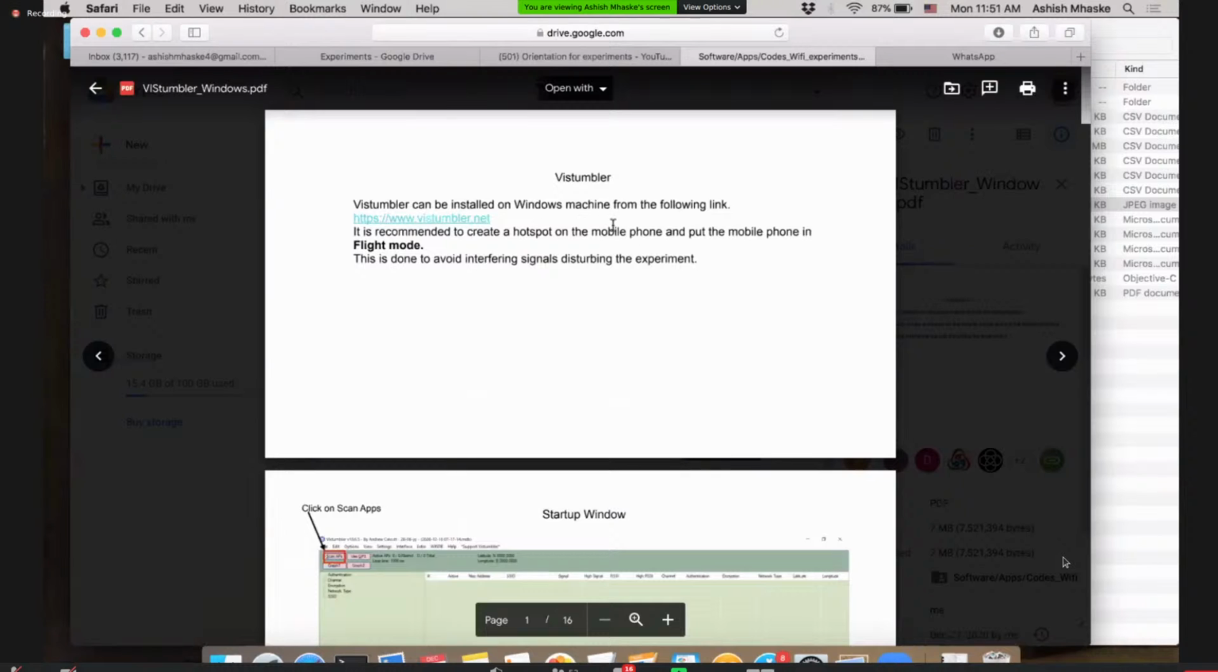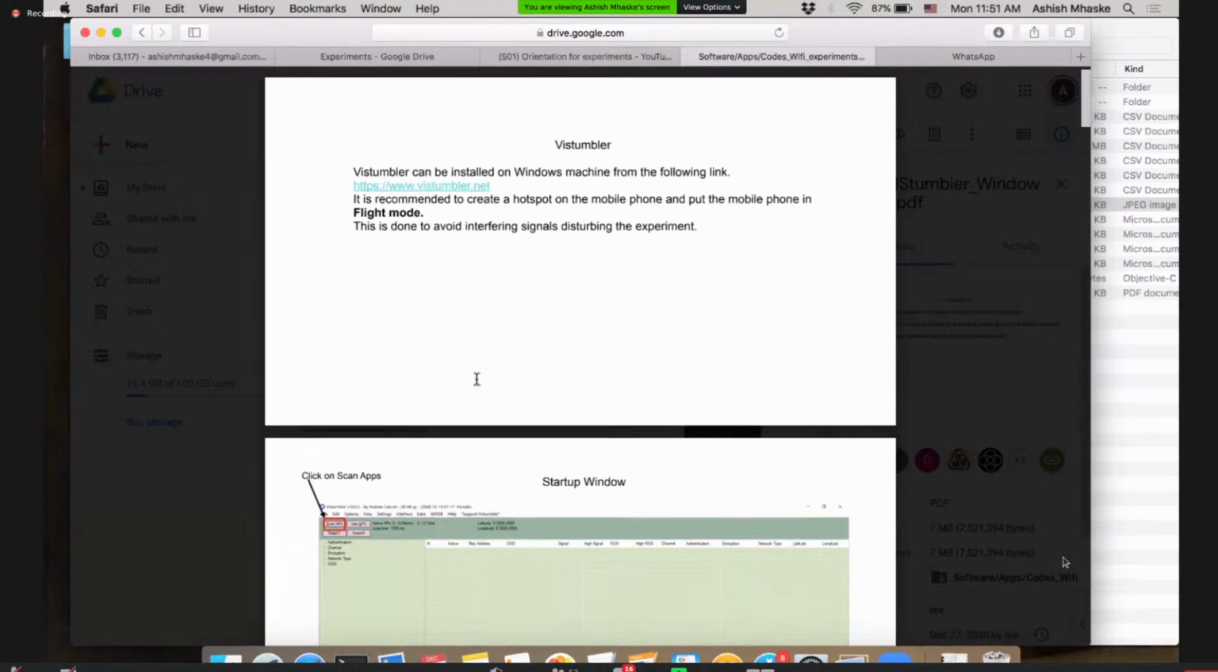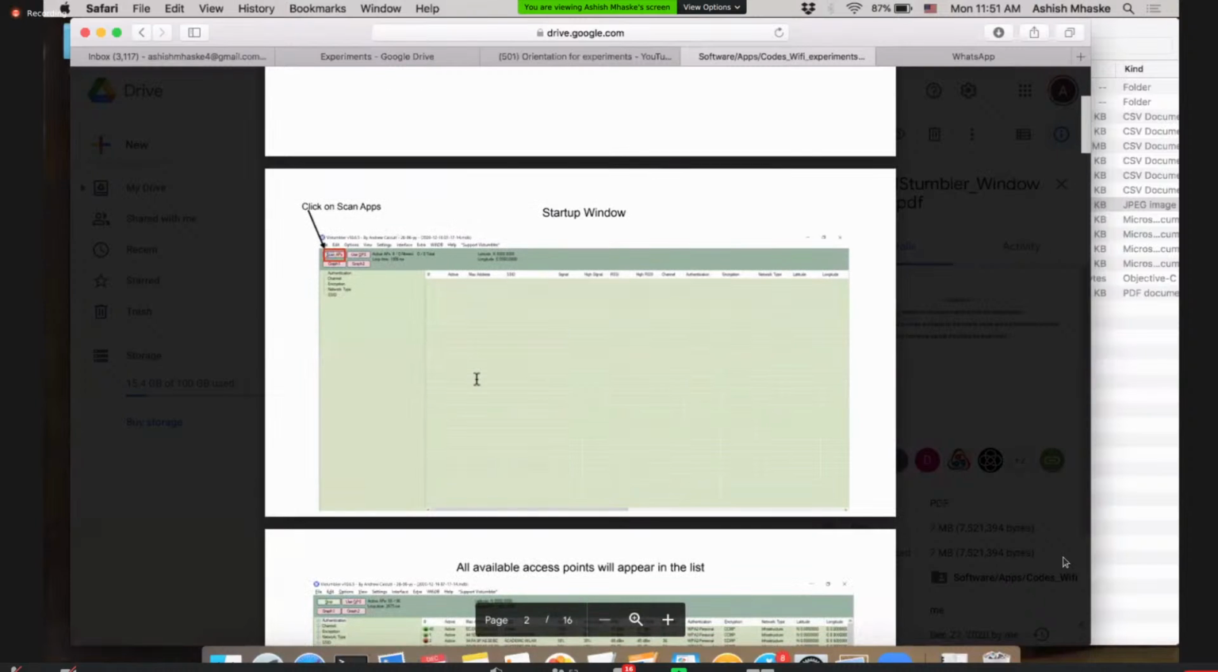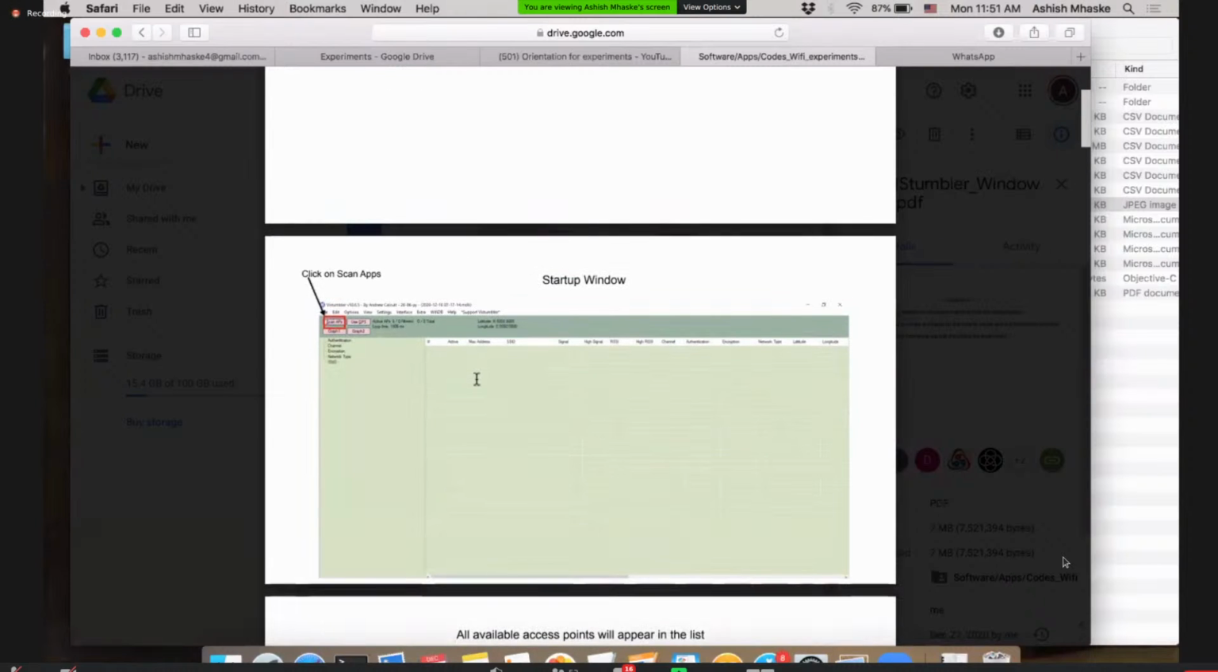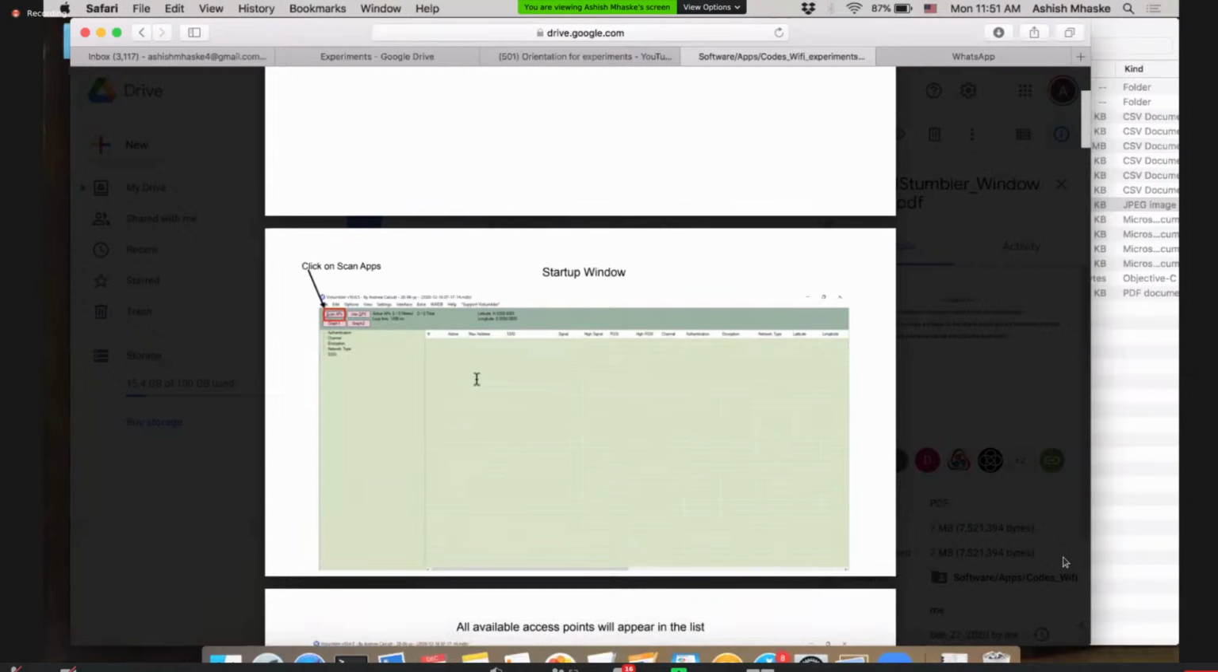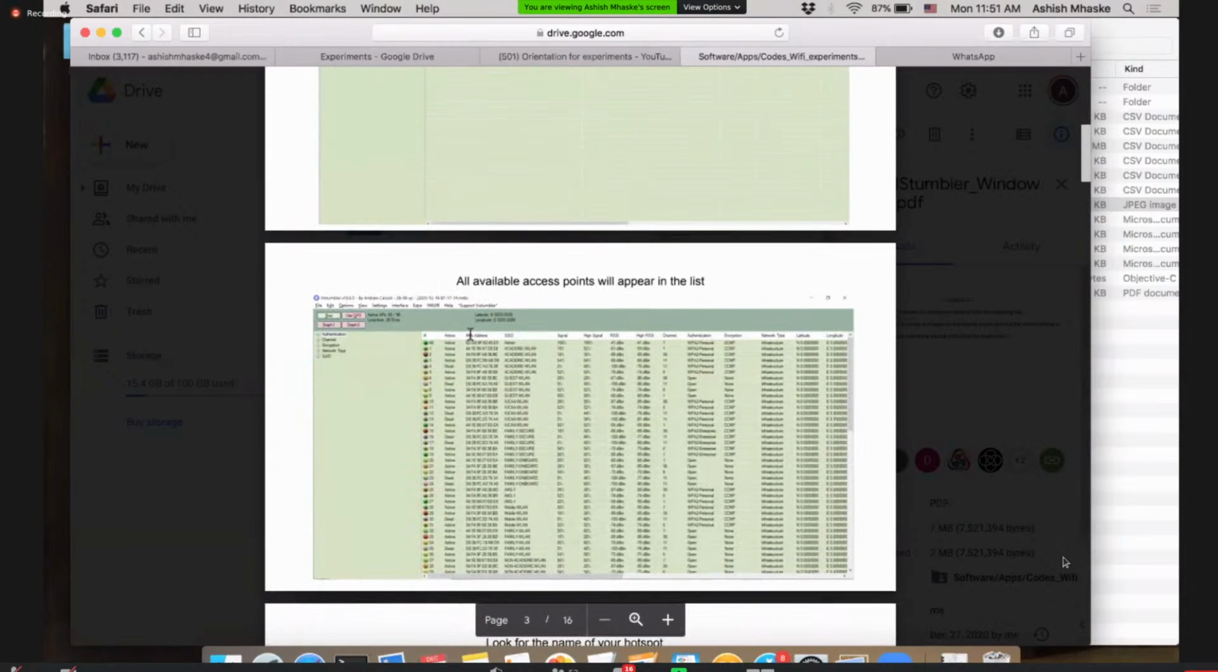Yeah, so for Windows, this is the software that we use called WizTumbler. It is a very small package, 5 to 6 MBs, and it's pretty straightforward to use. In most of these applications, once you start the software, you will see that there are a lot of channels. Depending on the number of Wi-Fi access points around you, you will see several of these access points listed in the software.